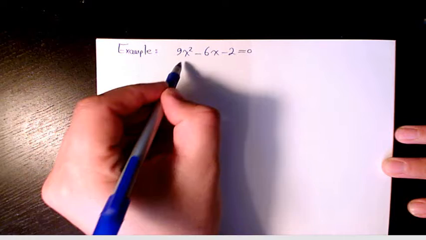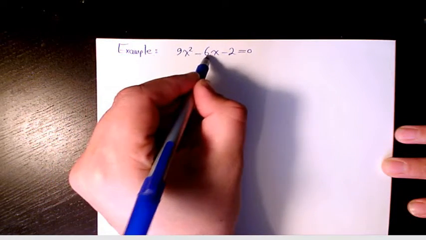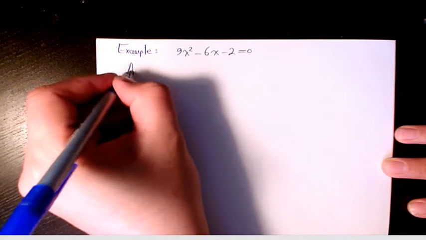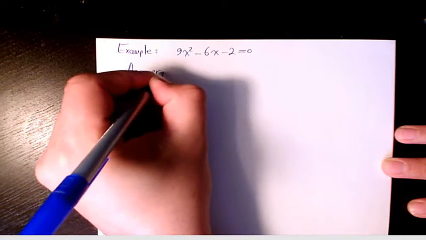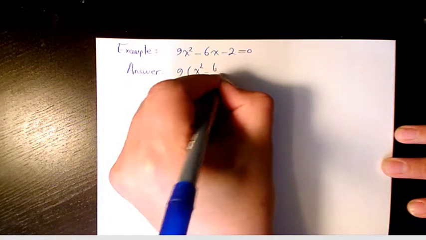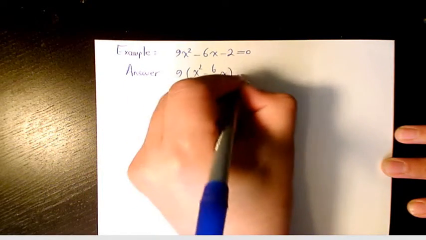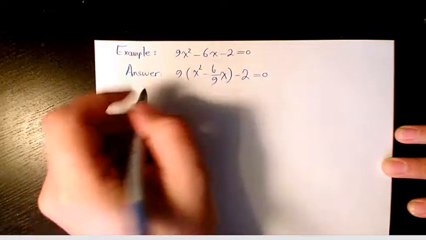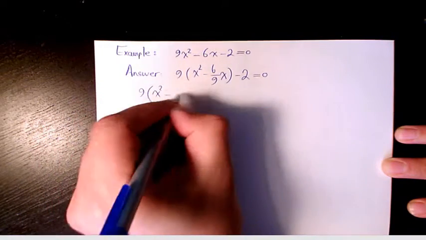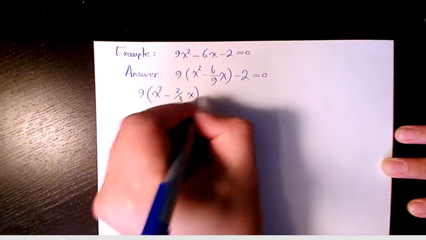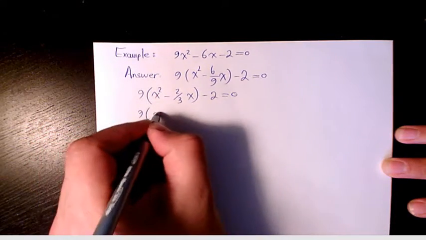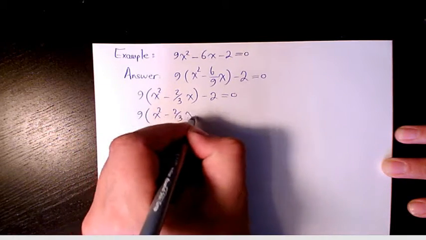Okay, in this example I have 9x squared minus 6x minus 2 equals 0. The first thing I need to do is factor out 9 from the first 2 terms. It's going to be 9 times x squared plus minus 6 over 9 x minus 2 equals 0. Then you have x squared minus, you reduce this, 2 over 3 x minus 2 equals 0.